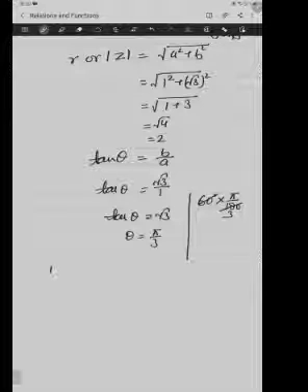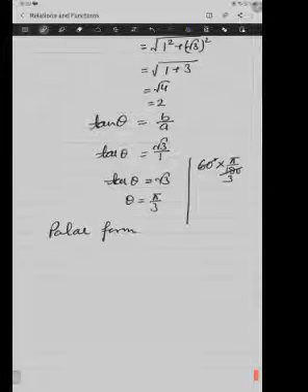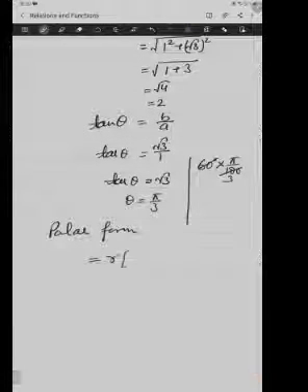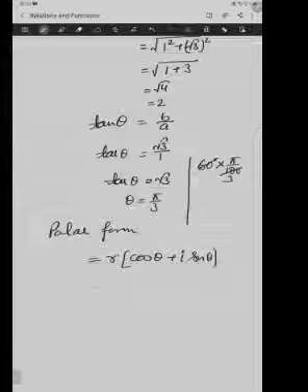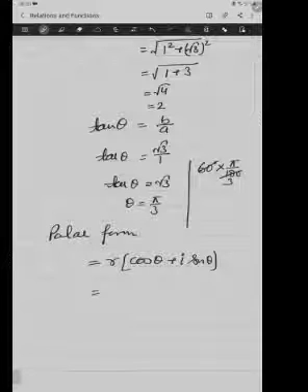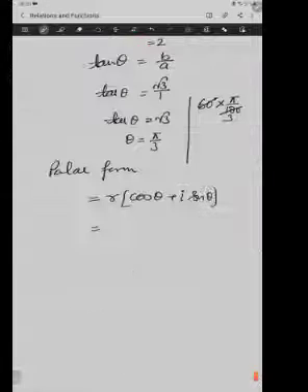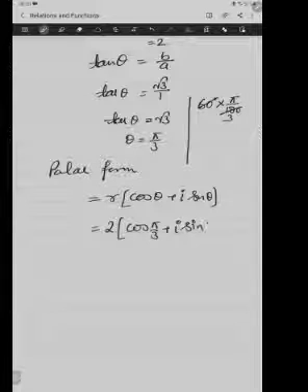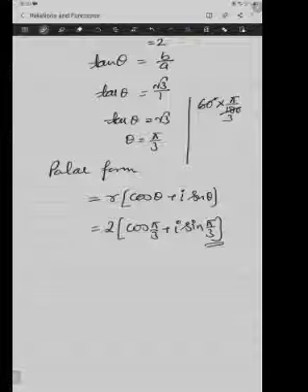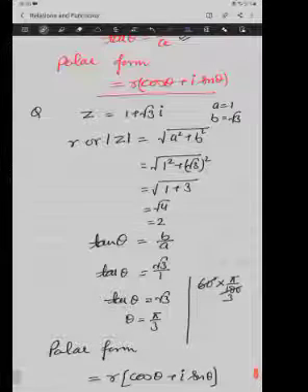Now if we need to write the polar form, it is r cos theta plus i sin theta. r is 2, just now we have calculated. So 2 cos pi by 3 plus i sin pi by 3. This is said as the polar form of the complex number given, 1 plus root 3i.